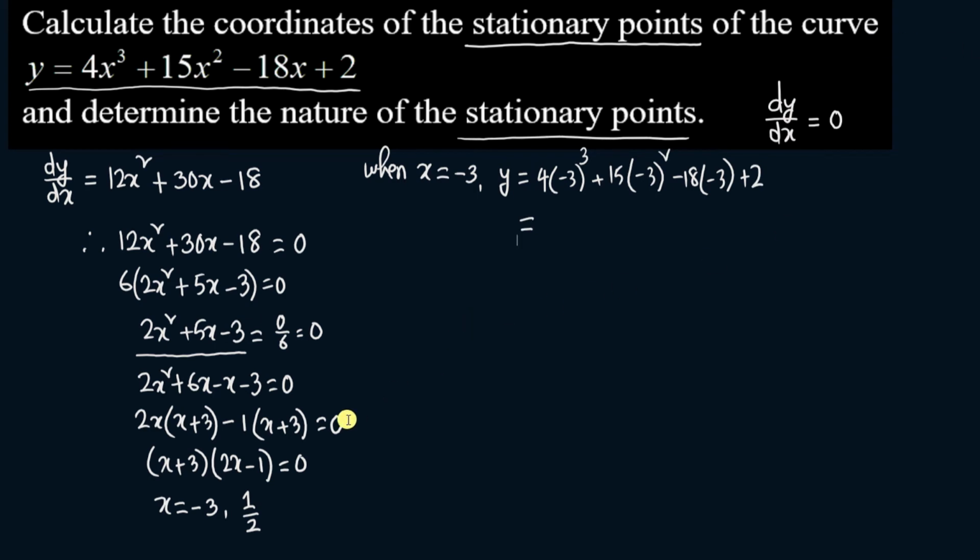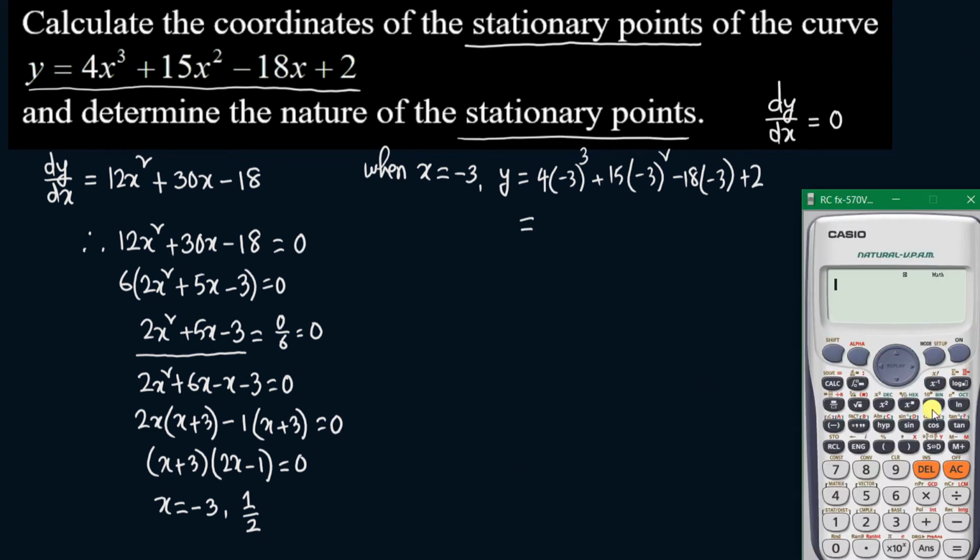Let's use our calculator. In our calculator, we can write the equation first, say 4x cubed. So we write 4, alpha x, to the power 3. Then the next term is plus 15x squared, 15 alpha x squared, then minus 18x, 18 alpha x, then the last one is plus 2. This is our equation. So if we put the x value, it will automatically give the y value.